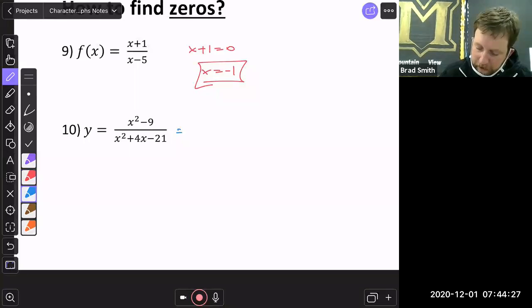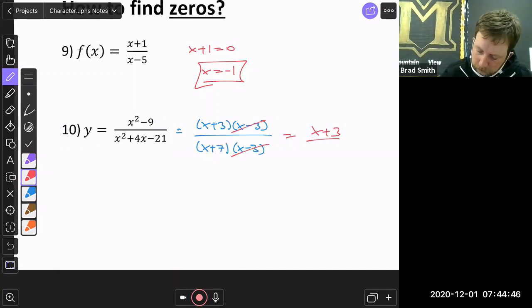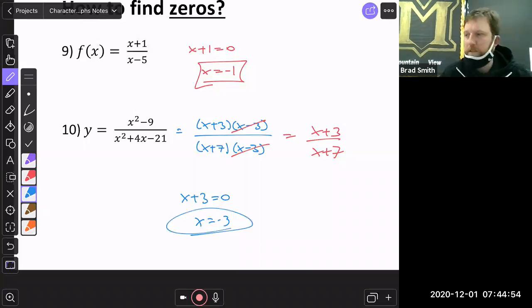My second one, I'm gonna factor everything. So factor the top, so that's x plus 3 times x minus 3. Difference of squares. The bottom, what factors at 21? Subtract to give you 4. Perfect. So those cancel, those would be my holes. So to find my zeros, all I'm gonna do is take the numerator here. So I have a 0 at x equals -3.